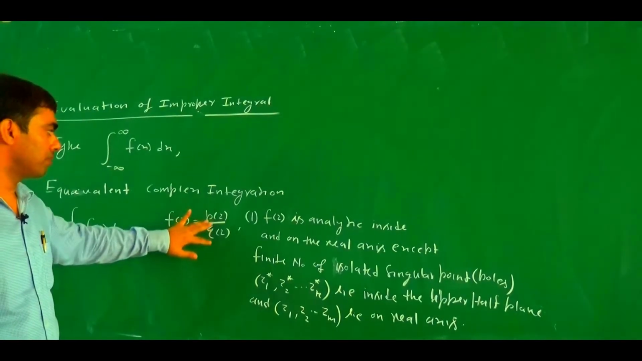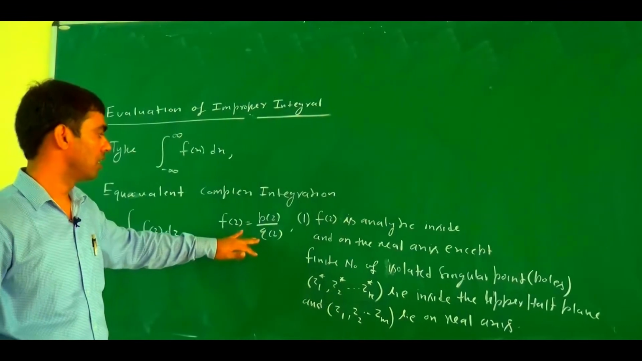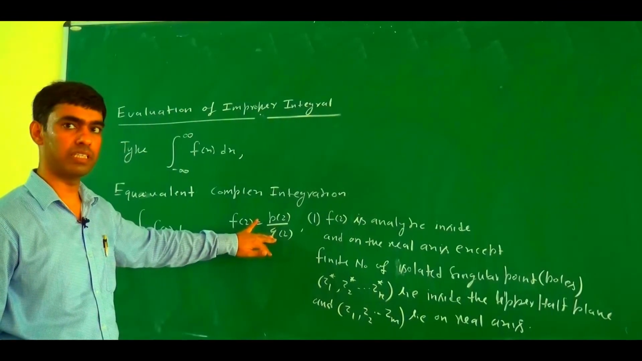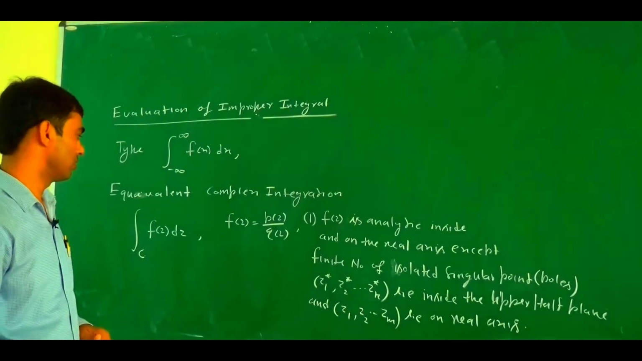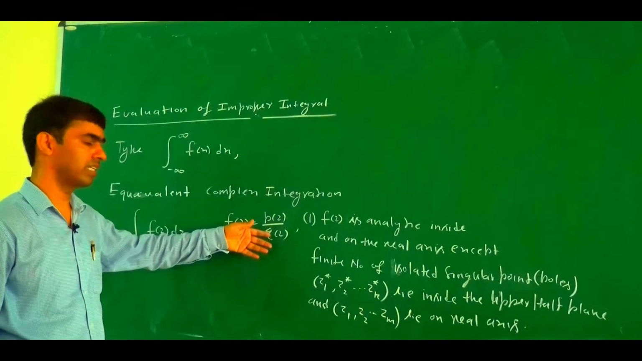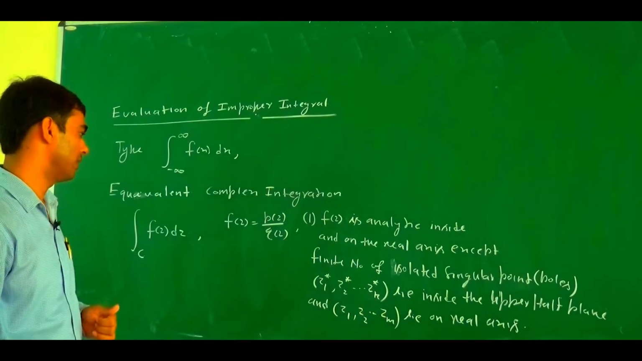What is the condition on p(z) and q(z)? As in the previous methods, the degree of the denominator is at least 2 units higher than the degree of the numerator. I am not writing this one here.